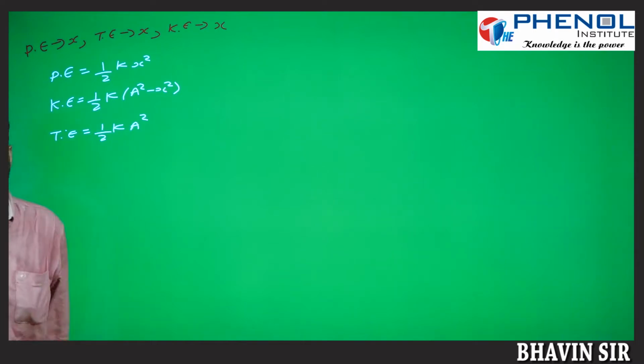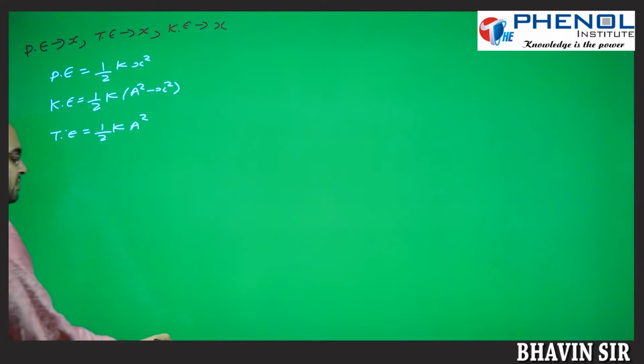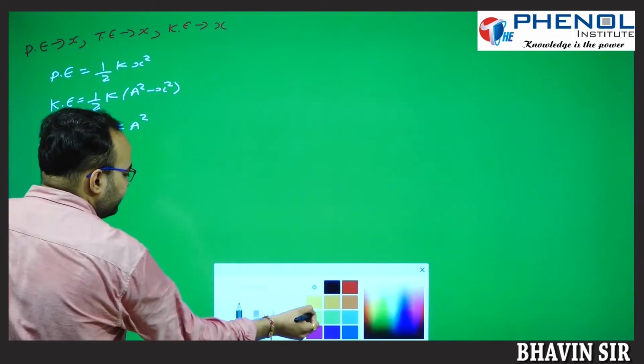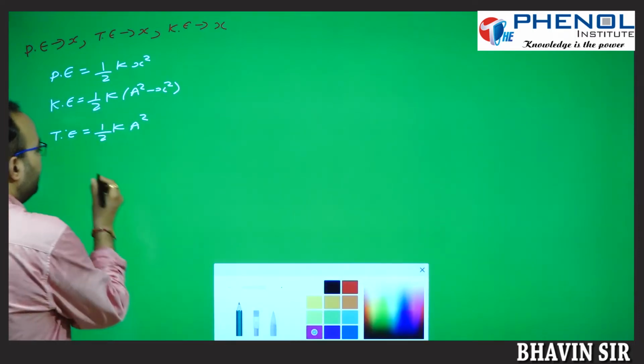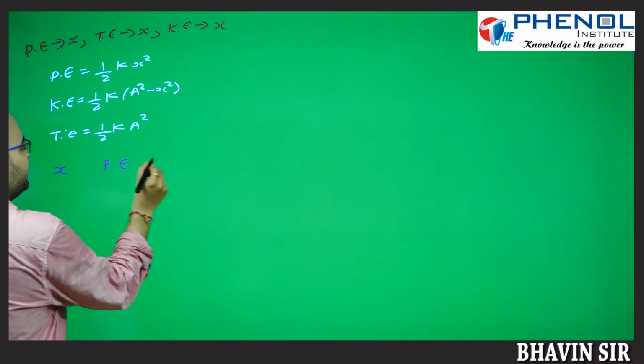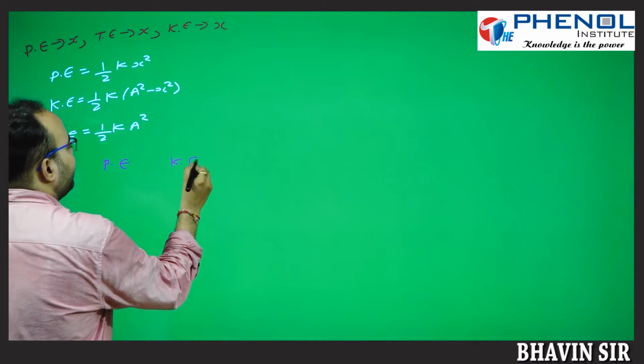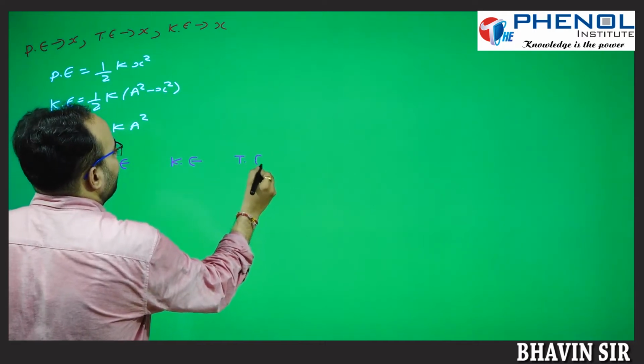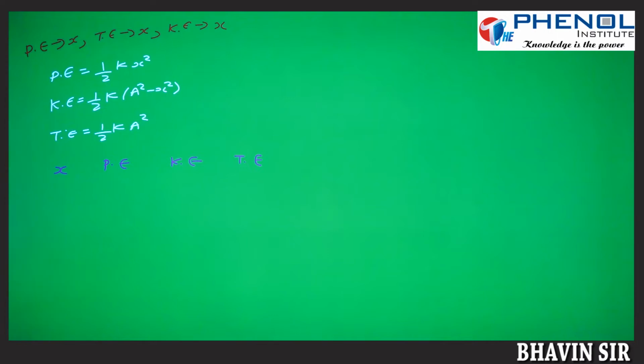Chalo, now we want to draw the graph. So first we draw the table, students. See here: displacement, potential energy, kinetic energy and total energy. We draw the graph of potential, kinetic and total.